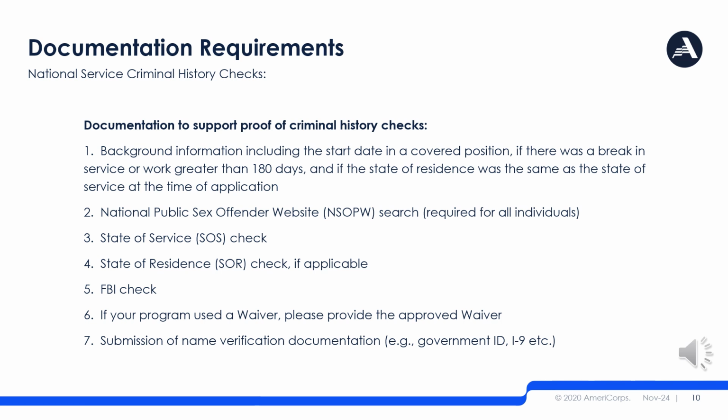We will then need the NSOPW, National Public Sex Offender website search, the state of service check, and the state of residence check if applicable, and an FBI check. Furthermore, if your program used a waiver, please provide the approved waiver. Finally, please submit name verification documentation such as the government ID or the I-9. Some other notes, if you participated in TrueScreen, you simply need to provide the case number. Similarly, with FieldPrint, you simply need to provide the TCN. If one or both NSCHC components were conducted outside TrueScreen or FieldPrint, you need to provide the results unless your organization has an approved waiver.